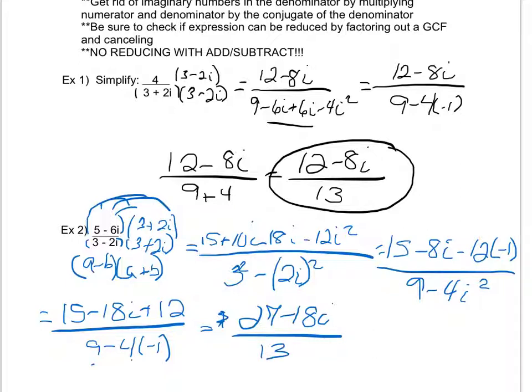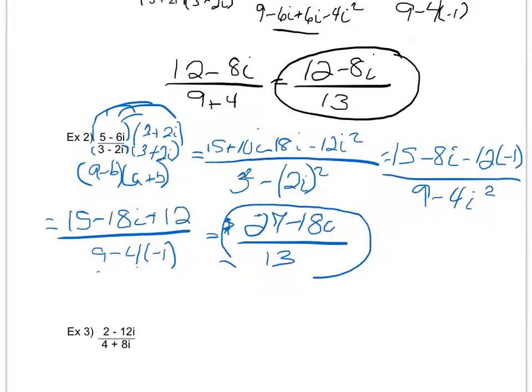which is 13. And just like in the last one, I see I could factor something out of the top. They have a GCF of 3, but it's not going to cancel with 13 anyway, so I'm just going to leave it as is. And I believe I have one more example.